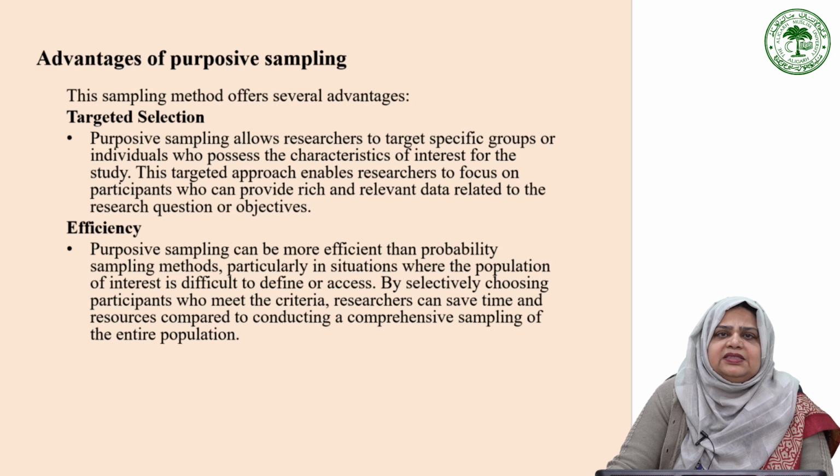Another advantage is its efficiency. Purposive sampling can be more efficient than other sampling methods such as probability sampling. This is especially true when it is difficult to define or access the population of interest. By carefully selecting participants who meet the criteria, researchers can save time and resources compared to sampling the entire population. This allows them to allocate their efforts and attention where it matters most.